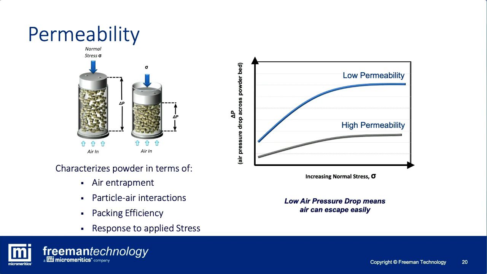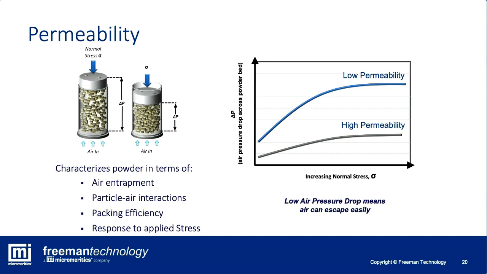In different samples, we find that materials that have high permeability will yield a low pressure drop because there is less resistance of the air as it goes across the powder bed at a fixed speed, whereas less permeable material will have a high pressure drop going across the powder bed.